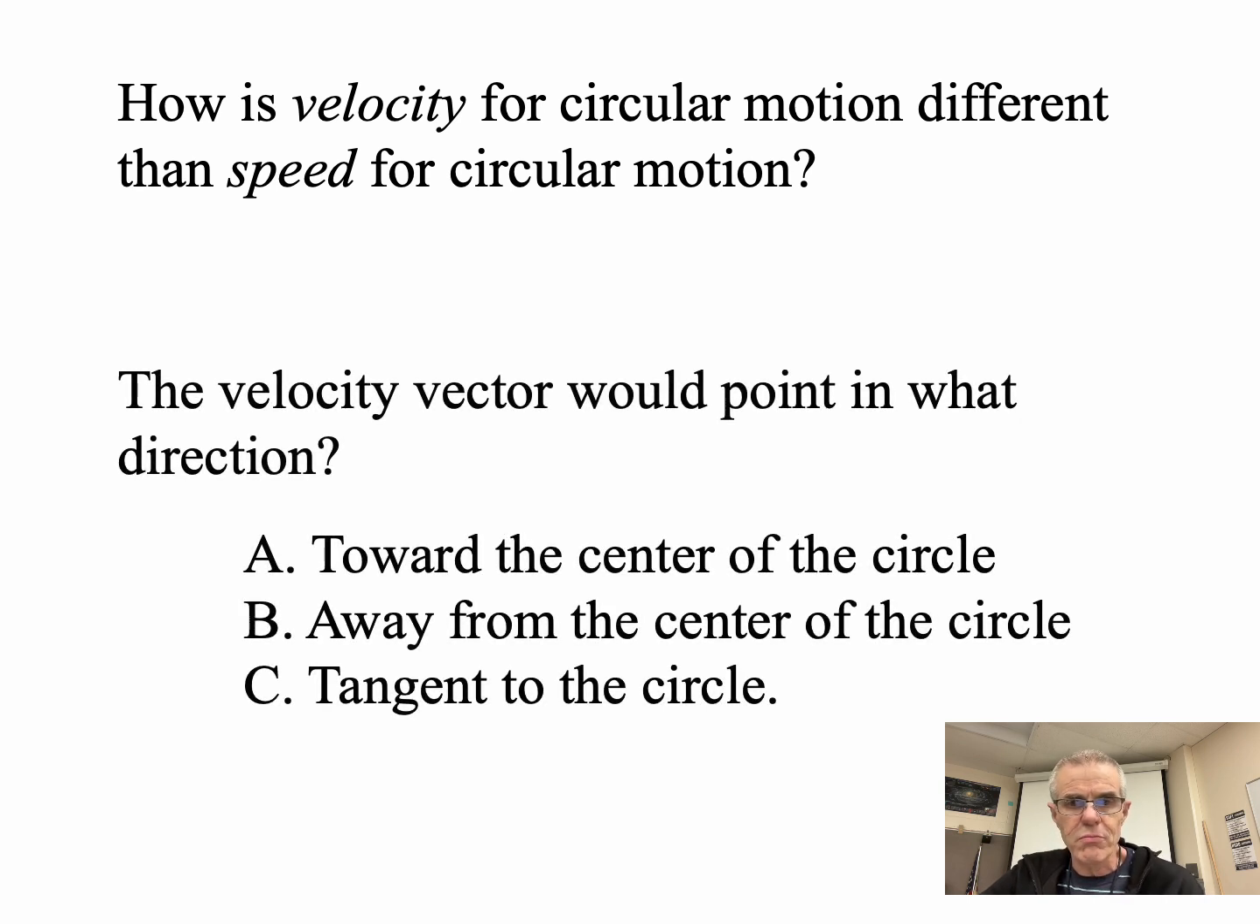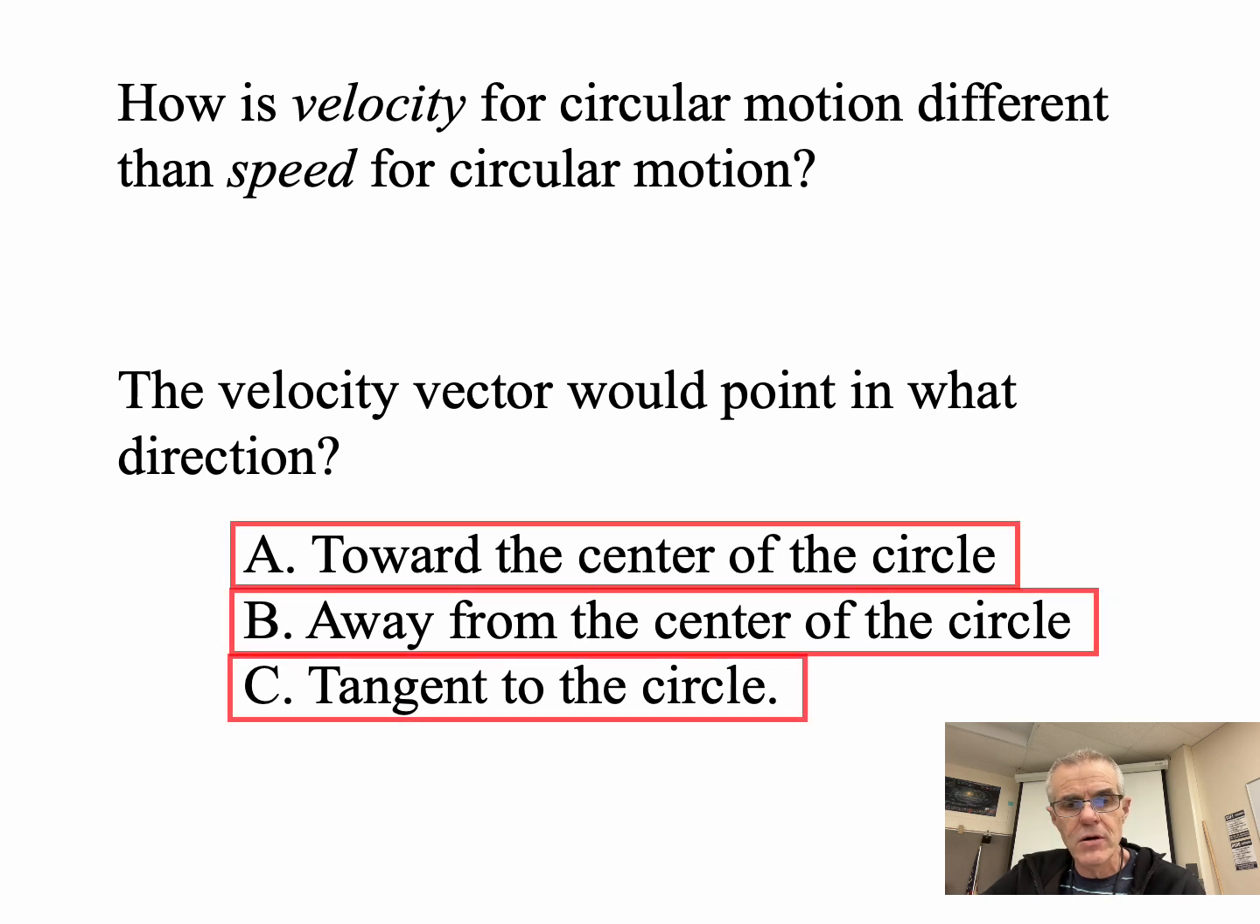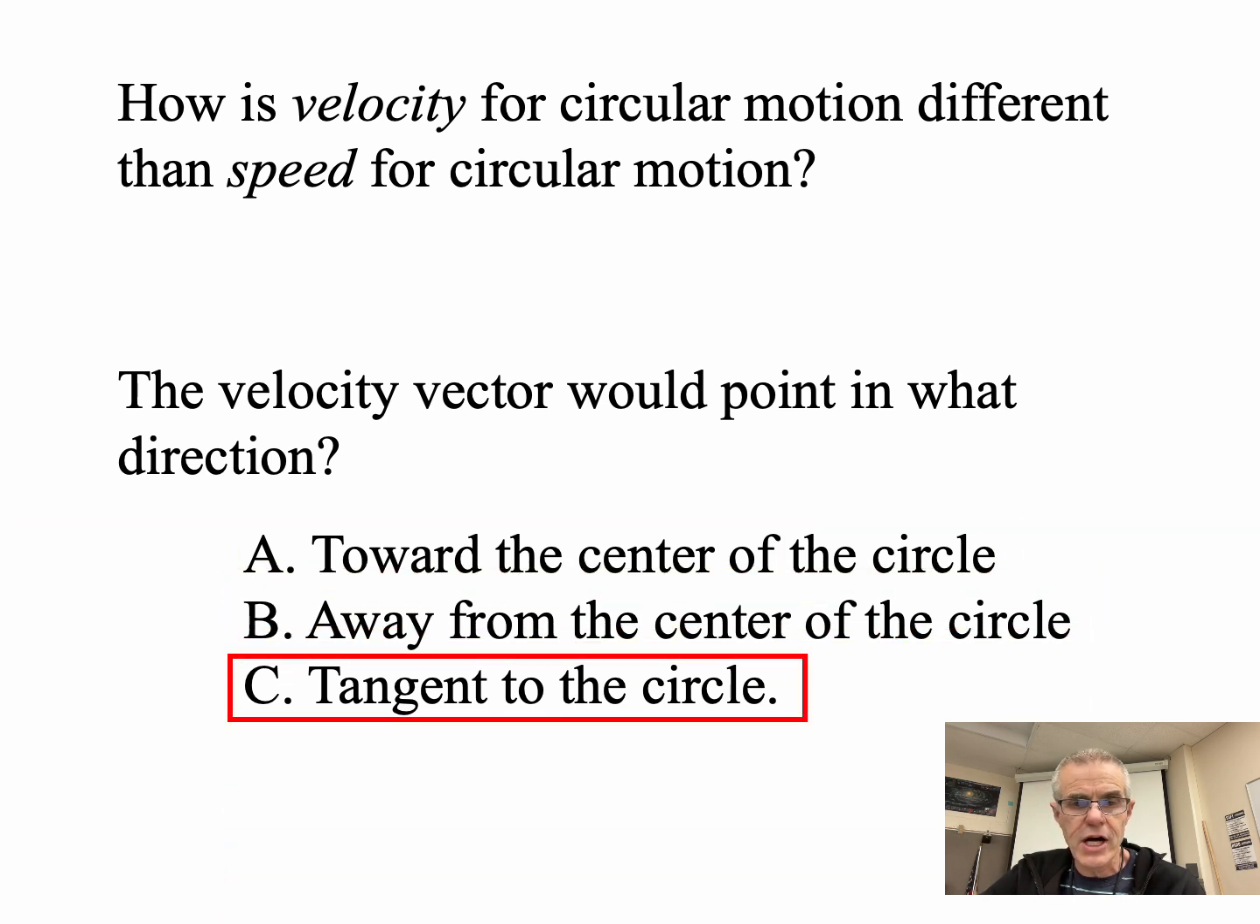The velocity vector would point in one of these 3 directions, either toward the center of the circle, away from the center of the circle, or tangent to the circle. Think about what velocity is, rate of change in position, and how it has been applied previously in lots of examples you've seen. What do you think the answer would be? See if you pick this one right. It's one of those 3. Okay, here we go. C, tangent. The correct answer is tangent to the circle.